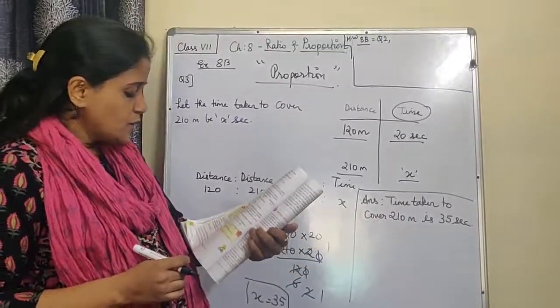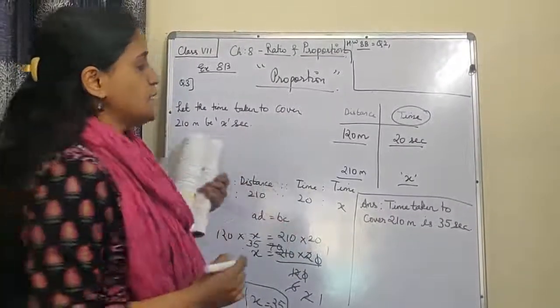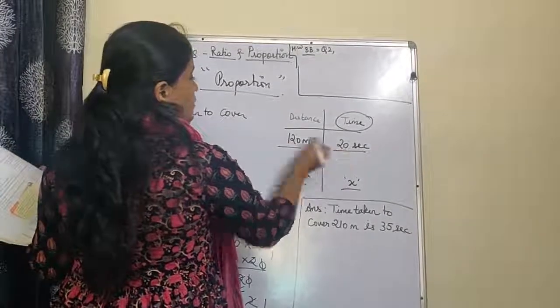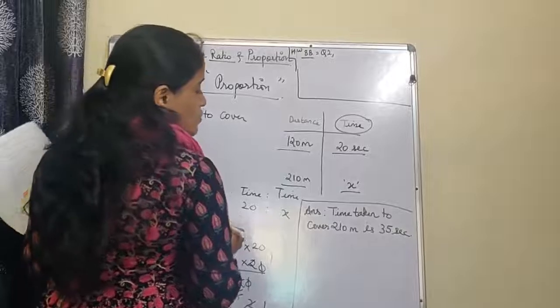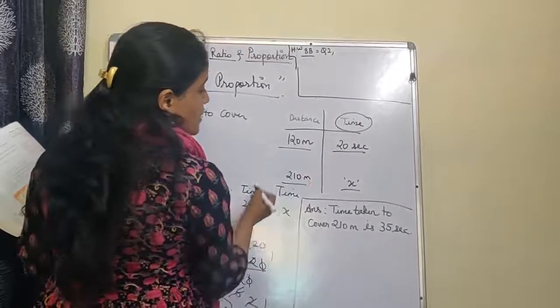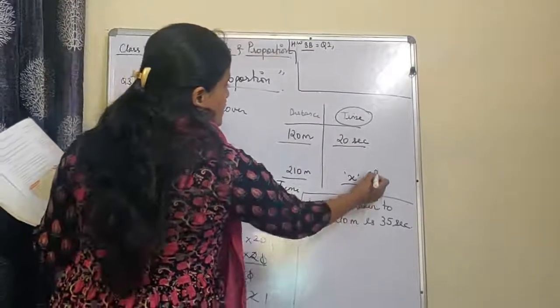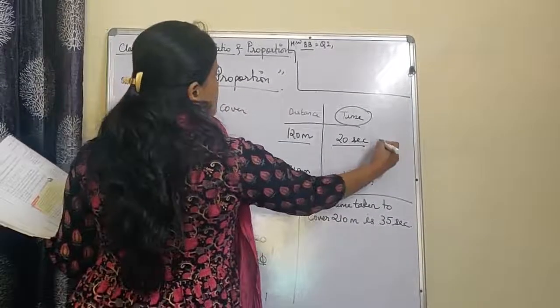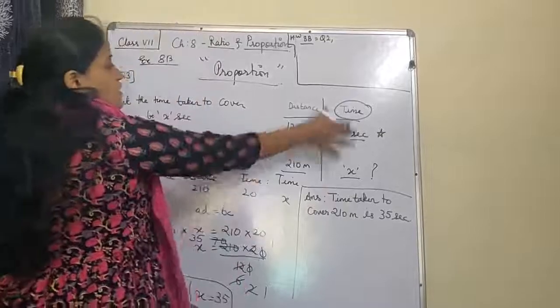If Rohit covered 120 meters in 20 seconds, the distance is 120. When the distance is 120, time is 20 seconds. So they are asking, when the distance is 210, what will be the time? So you will write the time as x. I hope you have understood this. This is very important. First understand this.